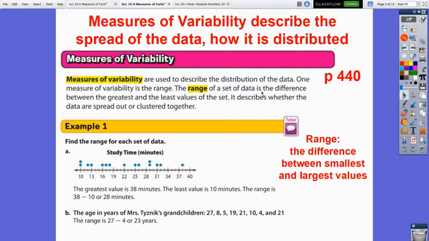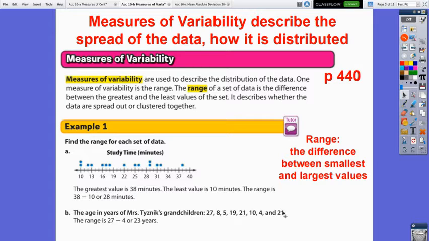Okay, so there are different measures of variability to represent those kinds of values in a data set. The first one, like we just talked about, is range. Range you have done before. Range in statistics is the difference between the smallest value and the largest value. So you find the largest and smallest values of your data and you subtract them. On this line plot or dot plot, the biggest one is 38, the smallest is 10. So the range of this is 28 minutes, 38 minus 10.